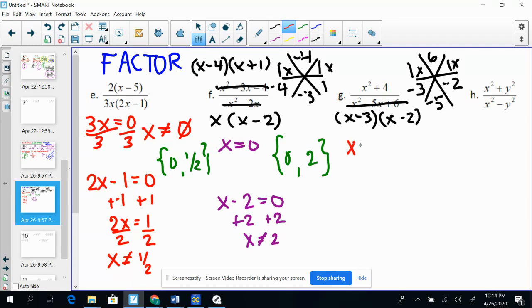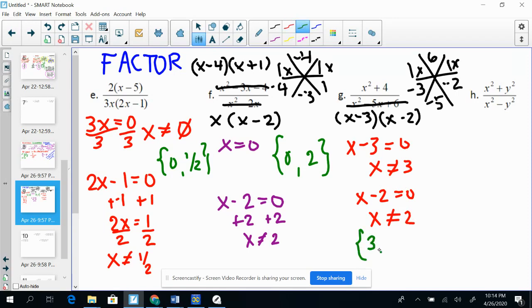All right, so we have x minus 3 equals 0. Solve it. Should be x cannot equal 3. And then x minus 2 equals 0. Solve it. So x cannot equal 2. So our excluded values are going to be a positive 3 and a positive 2.